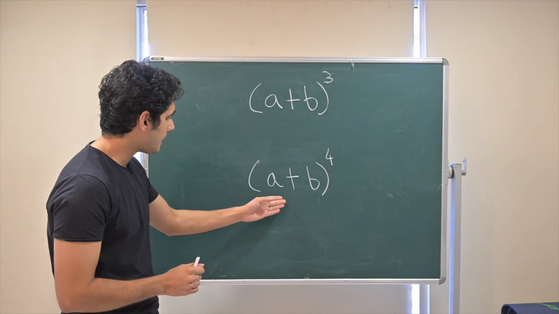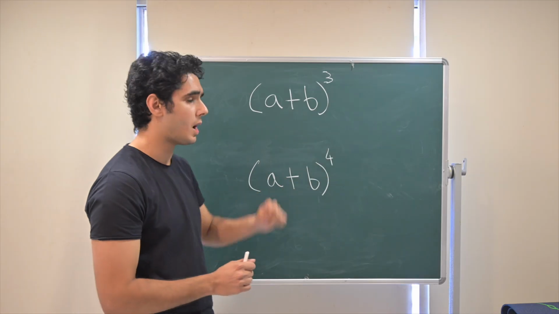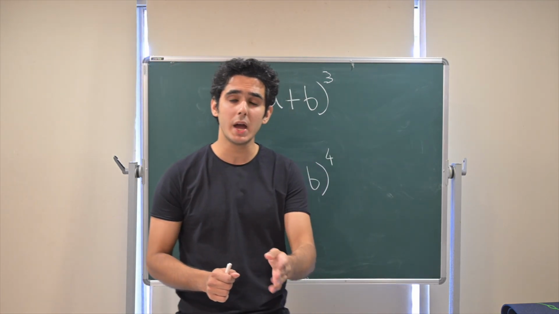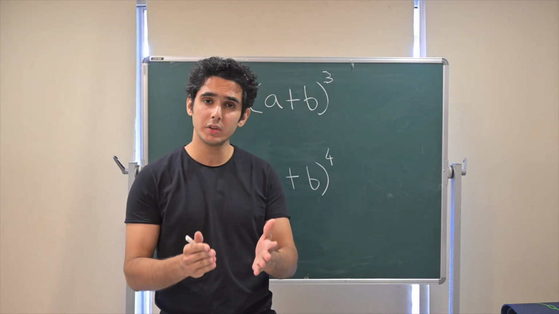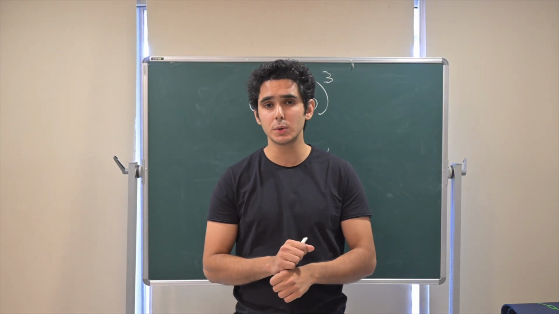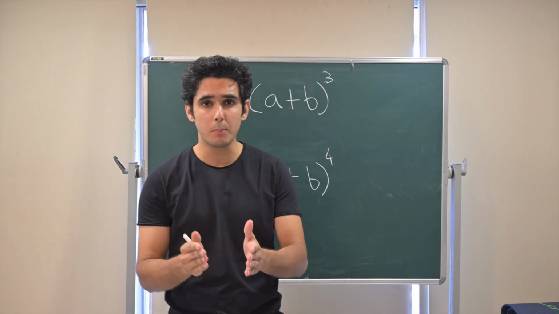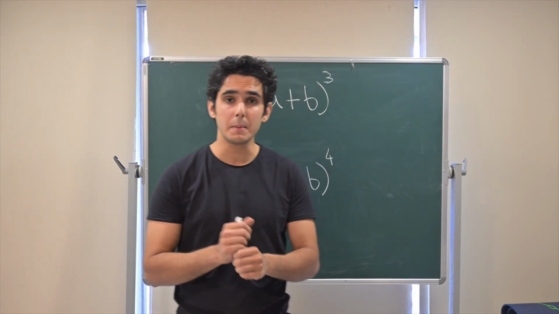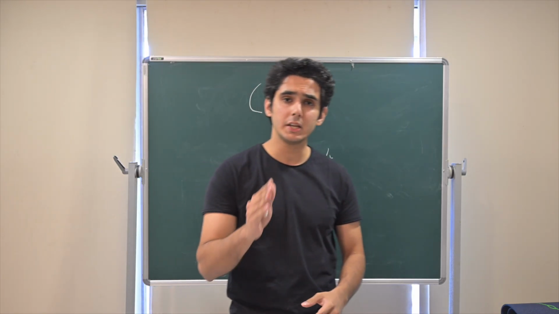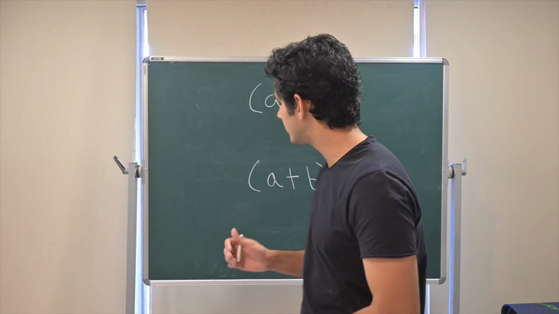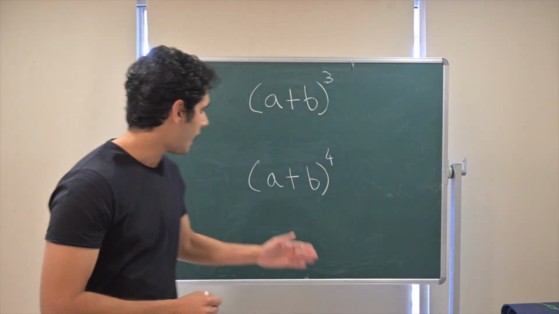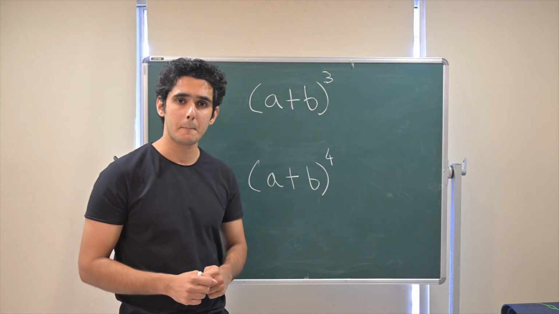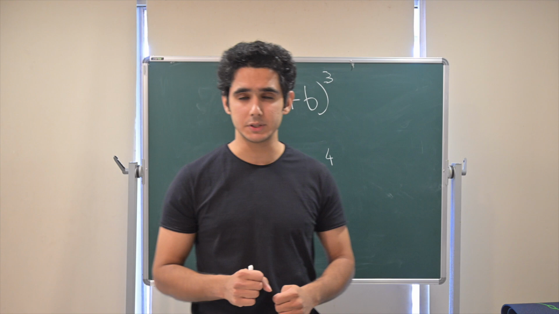Now if we go to a plus b to the fourth power, this is a square in 4 dimensions. Can we even think of visualizing this? It's impossible. But mathematicians don't care. They still want to find a way to think and reason about these higher dimensional creatures. And that's where algebra comes in.